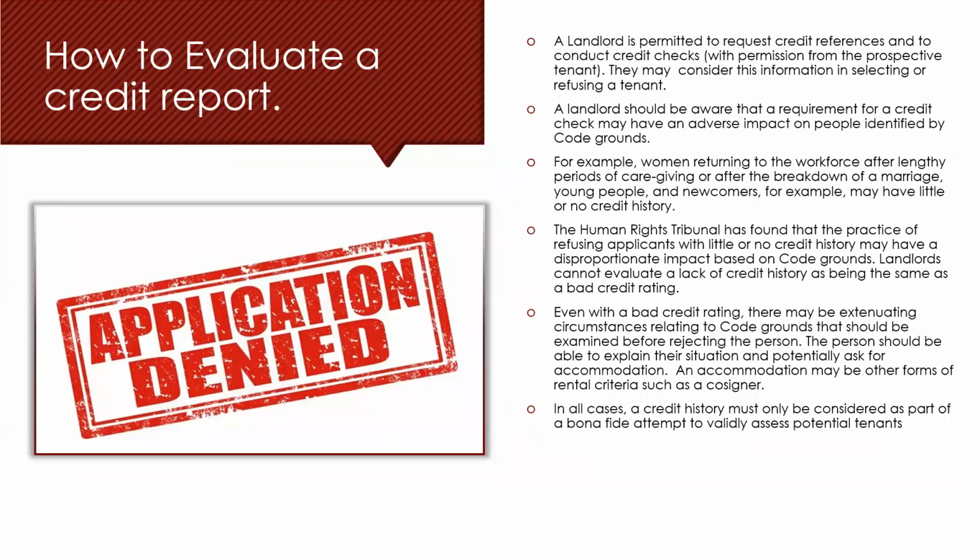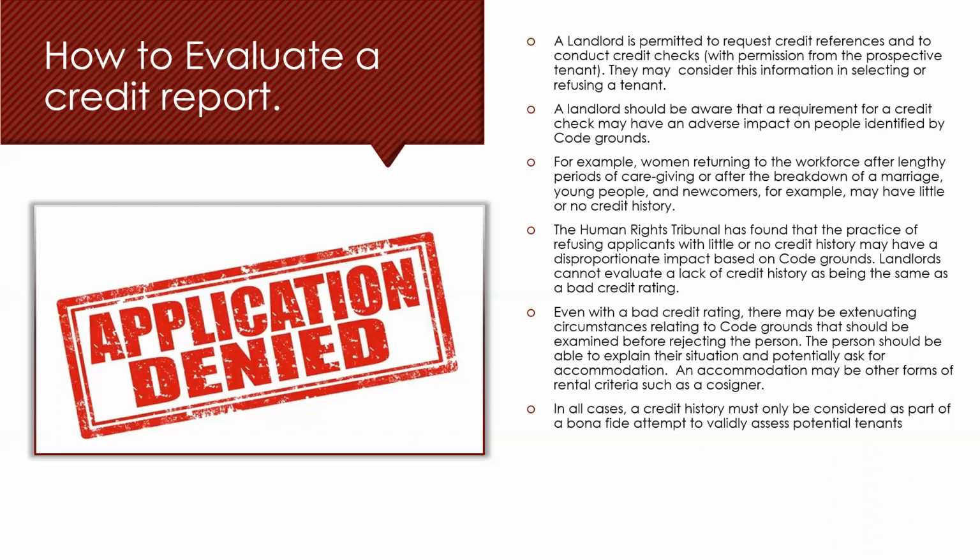How do you evaluate a credit report? So a landlord is permitted to request credit references and to conduct credit checks with the permission of a prospective tenant. They may consider this information selecting or refusing a tenant. A landlord should be aware that a requirement for a credit check may have an adverse effect on people identified by code grounds. Again, for example, women returning to the workforce after lengthy periods of caregiving or after the breakdown of a marriage. Young people, newcomers, for example, may have little or no credit history. The HRTO has found that the practice of refusing an application with little or no credit may have a disproportionate impact on people with code grounds. So landlords cannot evaluate a lack of credit history as being the same thing as a bad credit rating.